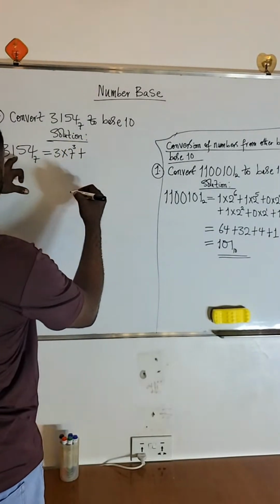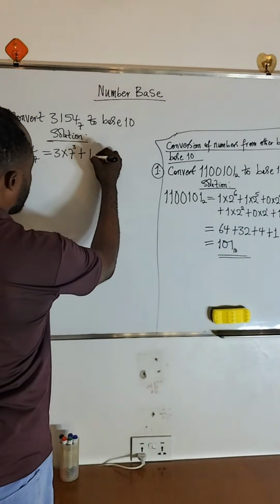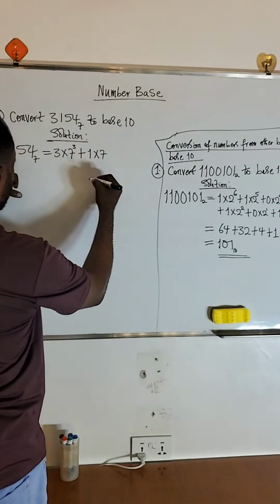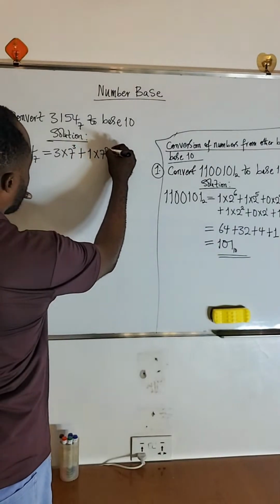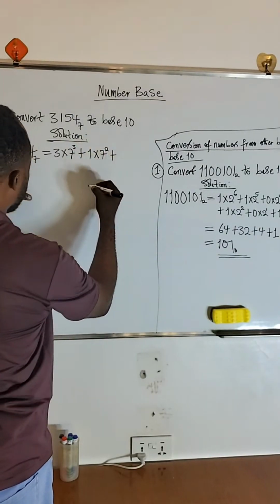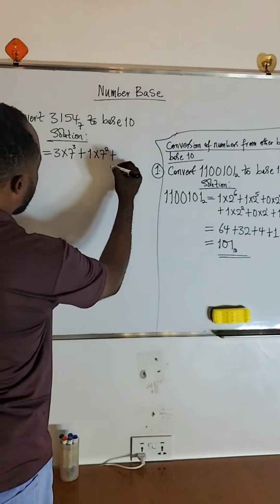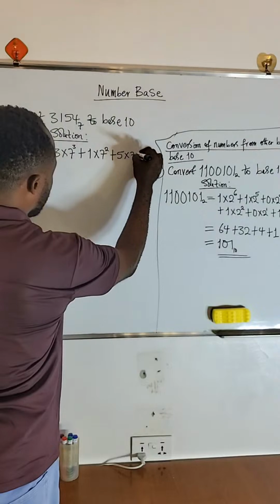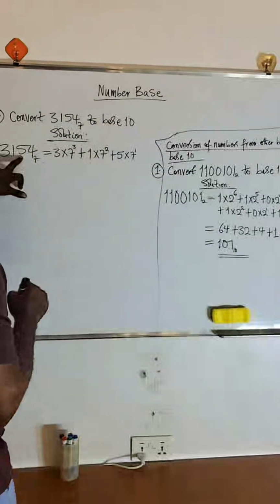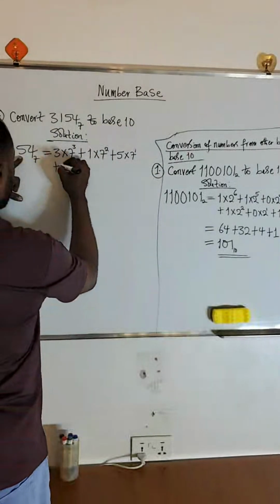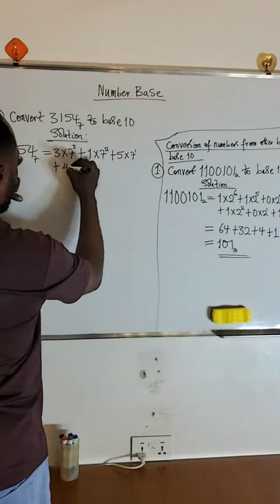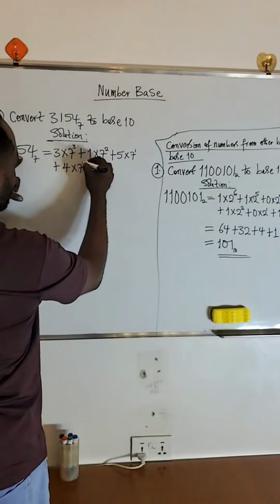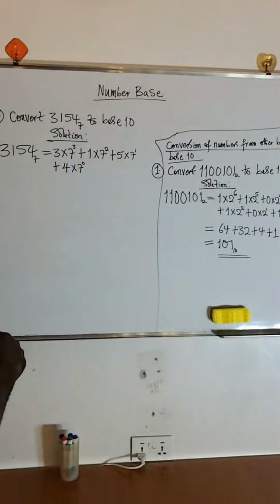plus 1 times 7 raised to the power of 2, plus 5 times 7 raised to the power of 1, plus 4 times 7 raised to the power of 0.